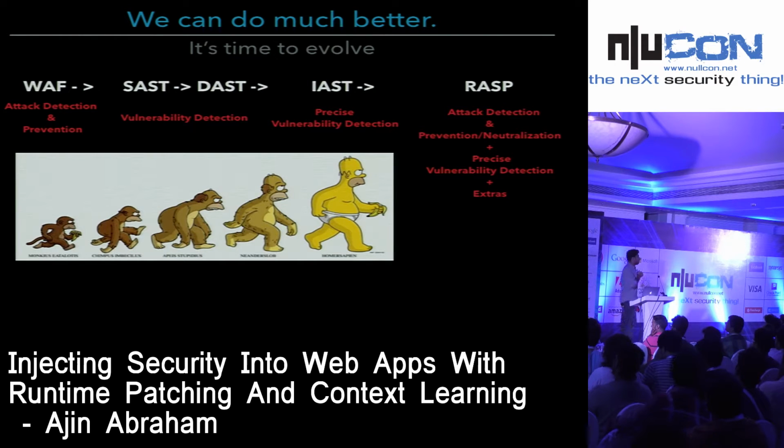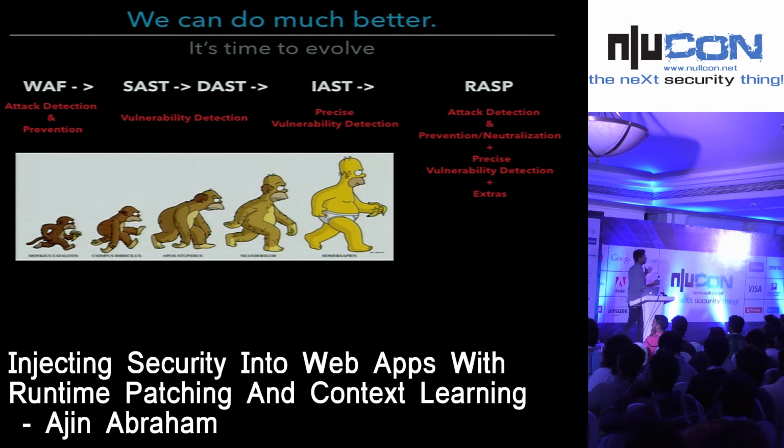Okay, so we have to evolve. We can do much better than this. It's around 18 years, think about that. AppSec has grown, it's around 18 years. What have we done? So WAF is more like attack detection, not vulnerability detection and prevention. That's what WAF does. And then came SAST and DAST.